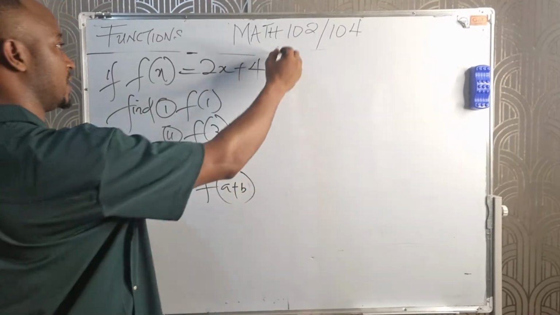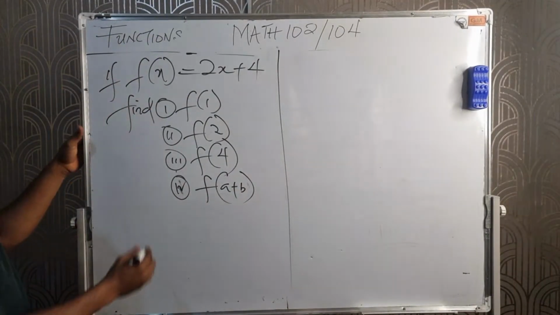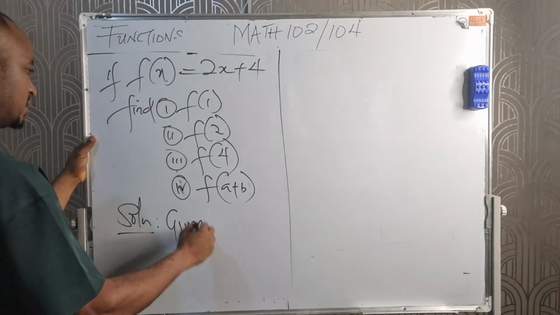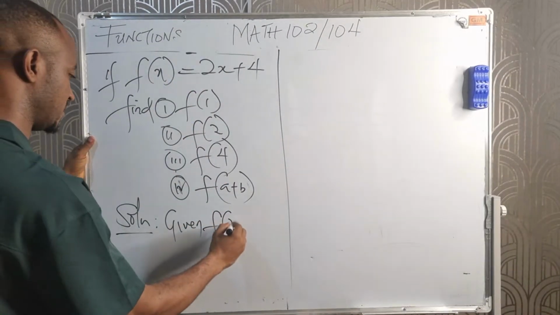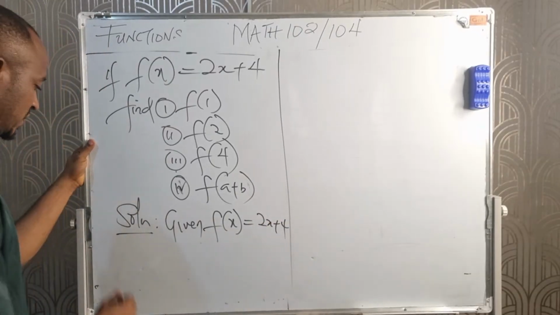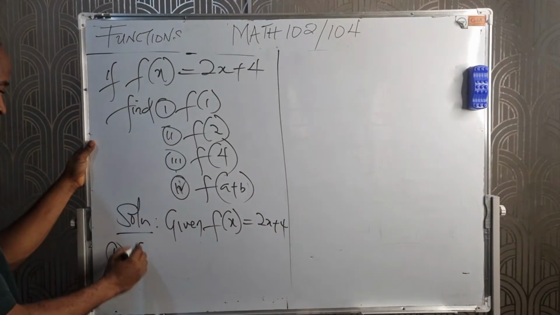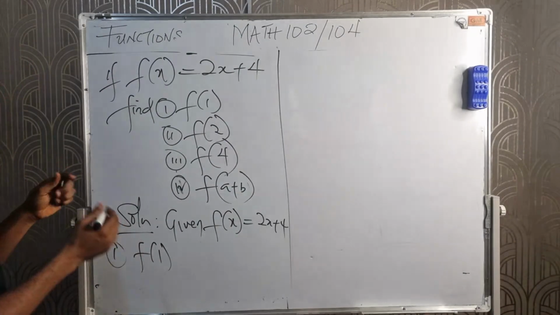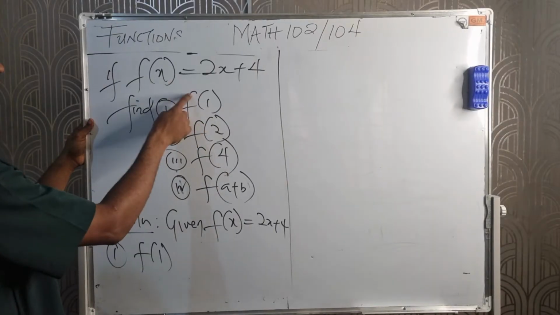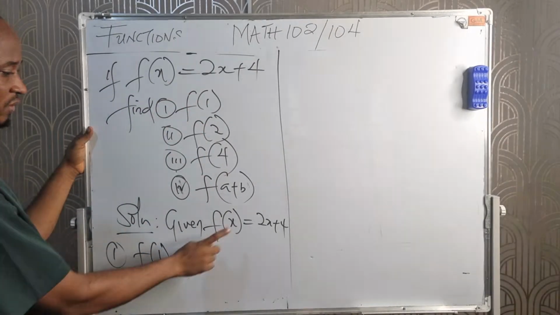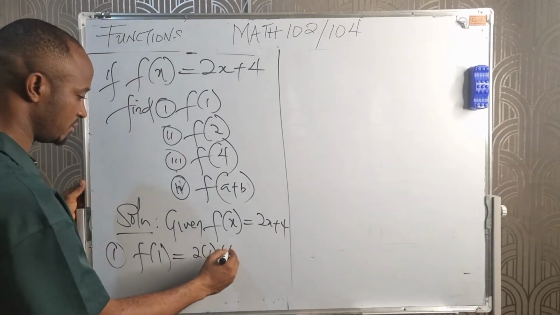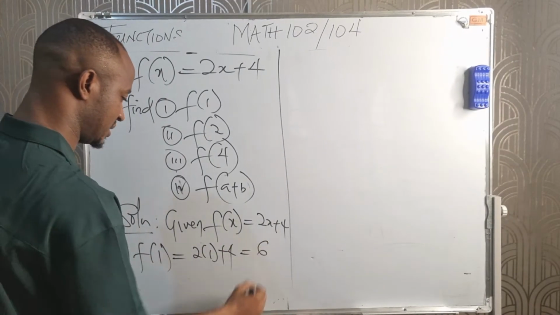Okay, let's solve this together. We are given that f of x is equal to 2x plus 4. Number 1 says find f of 1. F of 1 simply means that our x is 1. In this function, anywhere we see x, we put 1. That gives us 2 times 1 plus 4, which is 6, right?